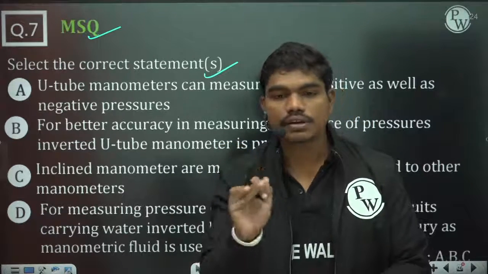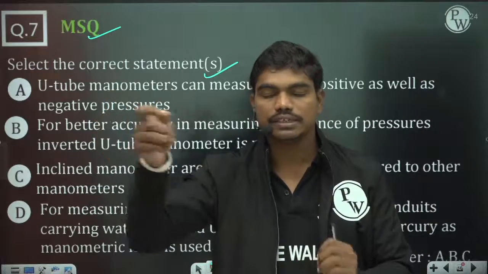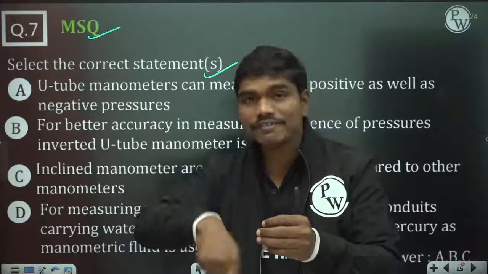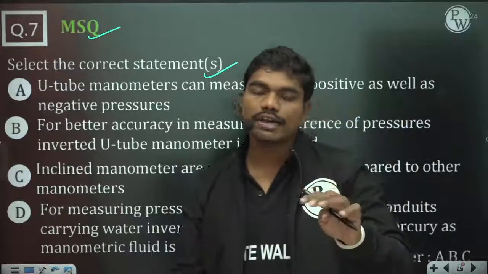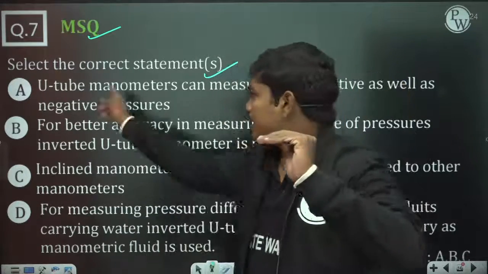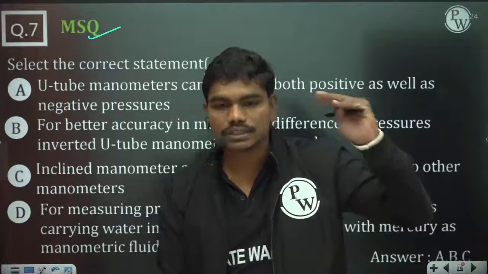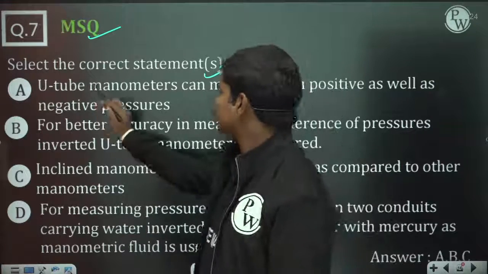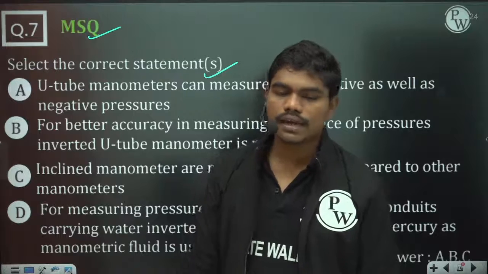Why? There is nothing called absolute negative. If there is some molecular motion, you have certain positive pressure. If there is no molecular motion, pressure is 0. That's it. It's not like you have negative absolute values. But when they are talking about positive and negative values, they are talking about pressures which are more than atmospheric pressures, which are gauge pressures, and negative pressures means pressures which are less than atmospheric pressures, which are vacuum pressures. Is this clear to you? So tell me, can U-tube manometers measure both positive and negative pressures? Yes, they can measure, correct?